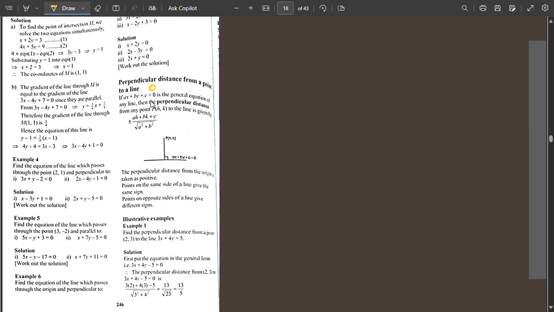Perpendicular distance from a point to a line. If the general equation of a line is represented as ax plus by plus c, please don't be confused. This is the same as what we've been doing, just in a different form. So it's y is equal to mx plus c. But if you bring everything to one side, it becomes mx plus y plus c, which is the same as ax. So the equation of a line can be represented as ax plus by plus c.